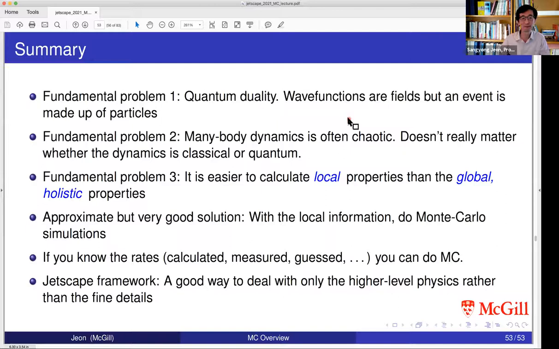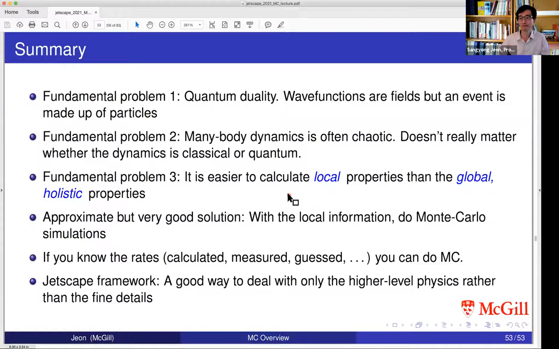Another problem is, of course, that many body dynamics is often chaotic. It doesn't matter whether the underlying dynamics is classical or quantum. If it is a many body system, inevitably your motion will look like chaotic motion. Another fundamental problem for us is that it's much easier to calculate local properties than global and holistic properties. It's much easier to deal with inside your computer.